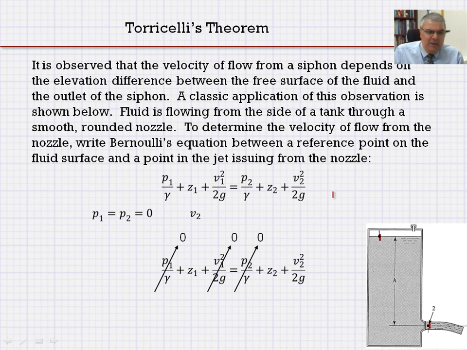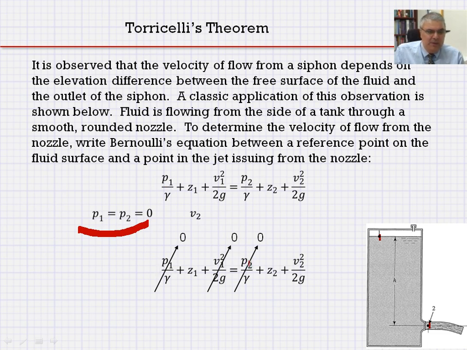Let's see how we can write the equation and derive the equations. P1 and P2 is 0. One is a point inside a non-pressurized tank, and the other is a point outside of the nozzle. So pressure at 1 and 2 would be the same. It is at 0, so this term is going to cancel out as shown here.